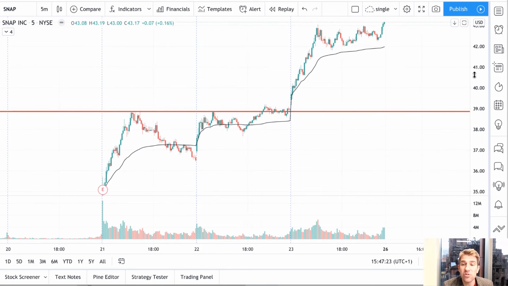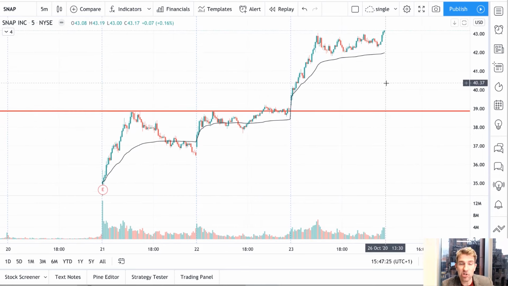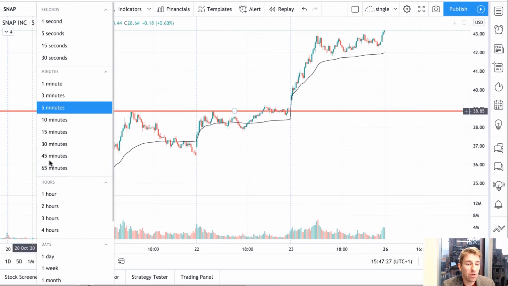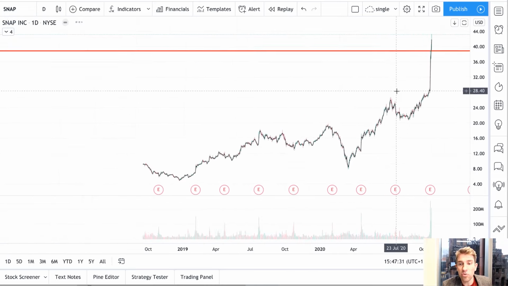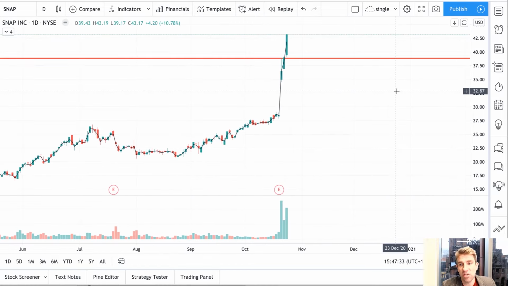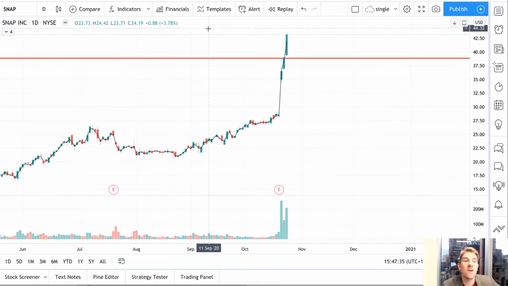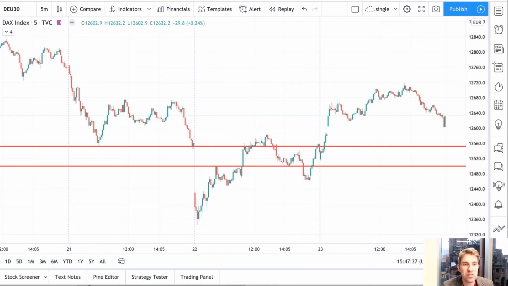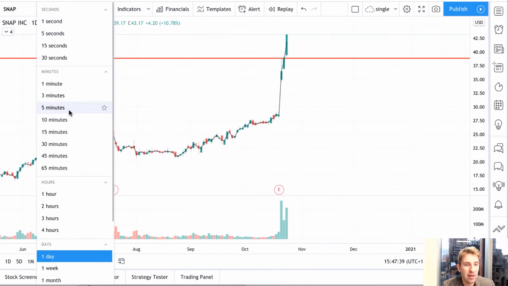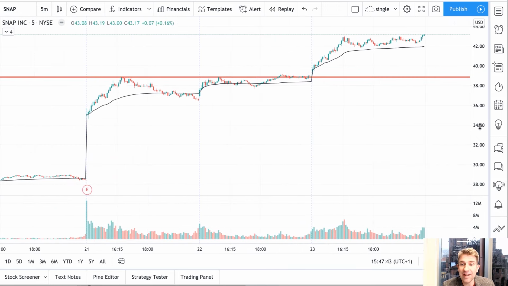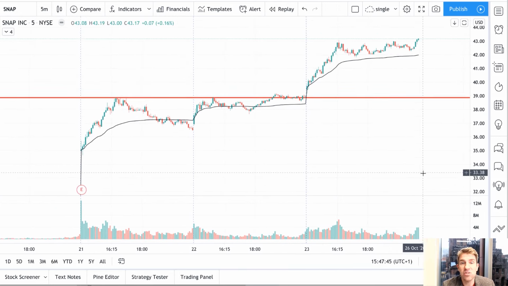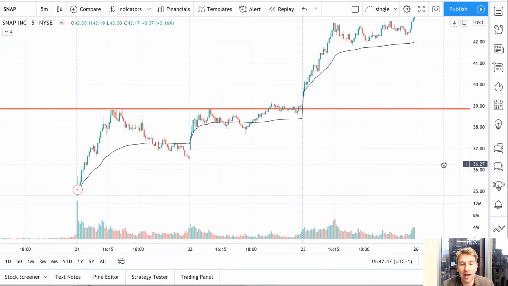Now this is one where you'd stagger out in batches because you don't know where this is going to go. If we put it on our daily chart just for context here, look where we are. We're at all-time highs, fresh highs. Who knows where this thing could run? $50, $60, $45. You just don't know. So this is a scenario where, let's go back to the 5-minute, you would be happy to stagger your order in batches of 10% or 25%, depending on how you want to play it.